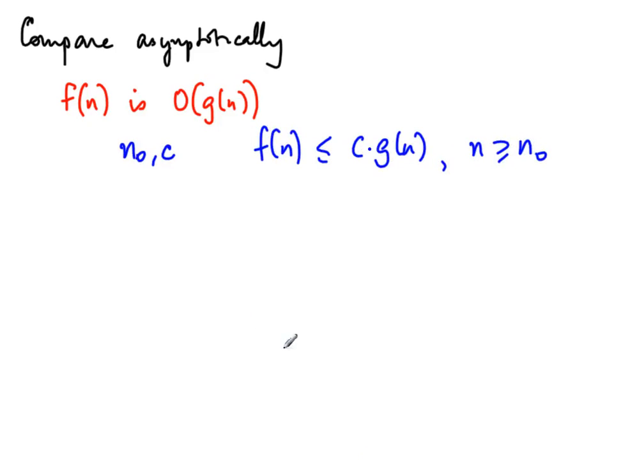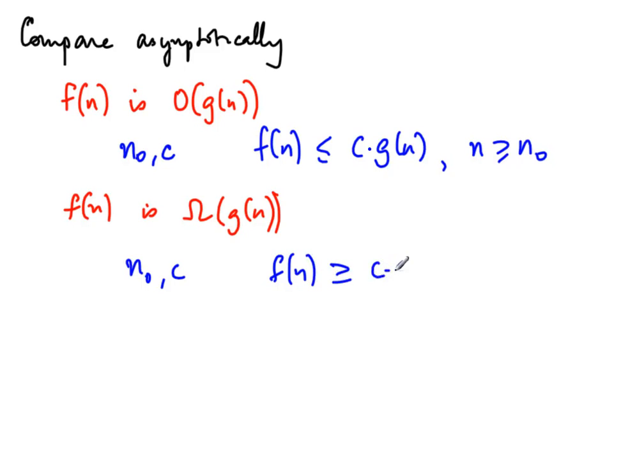On the other hand, we can also establish lower bounds. We can say that f of n is omega of g of n if once again we can find constants n0 and c, but this time f of n is always above c times g of n for all n bigger than n0. And finally, we can say that the two are the same order of magnitude.